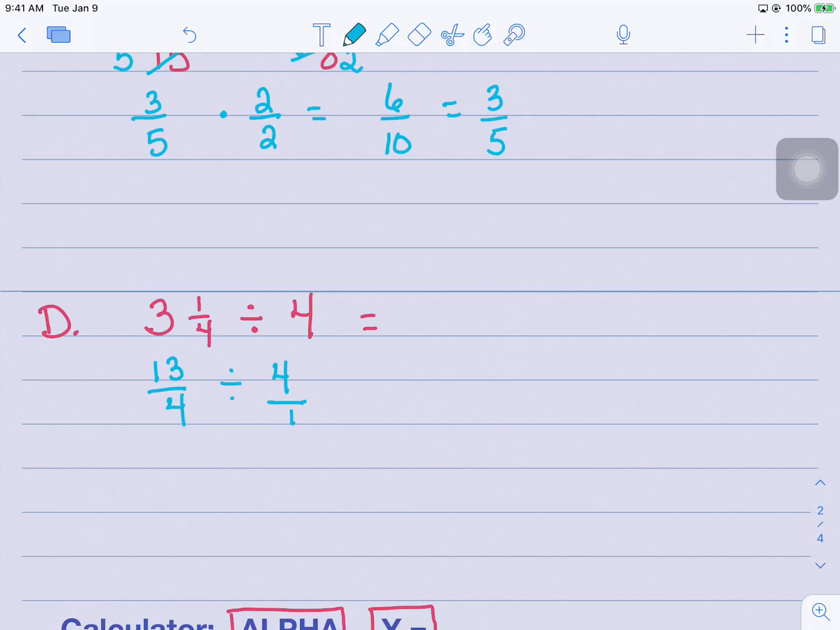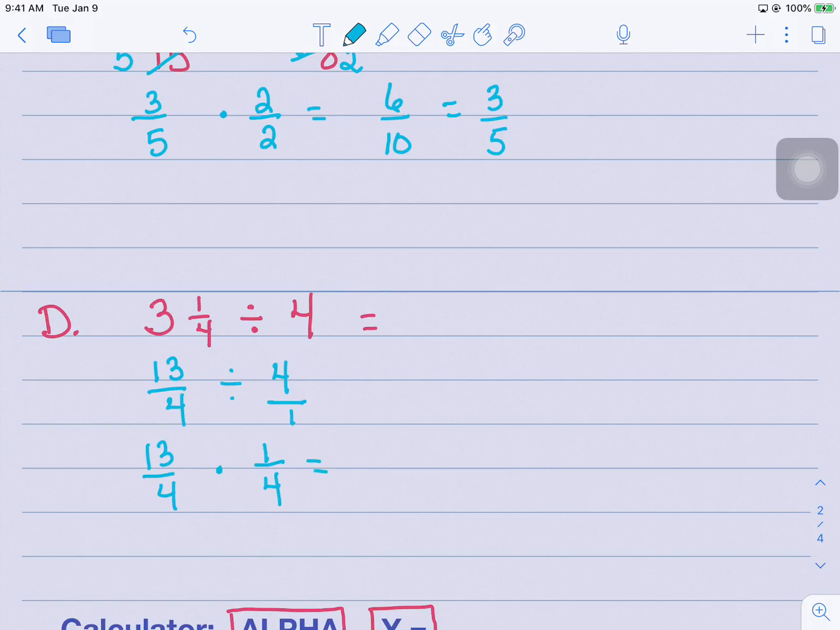So when we divide, we're actually going to keep the first fraction. We're going to change the sign. So we're going to change division to multiplication. It's inverse. And we're going to multiply by the reciprocal. So remember that word, reciprocal. So we have actually 13/4 times 1/4.